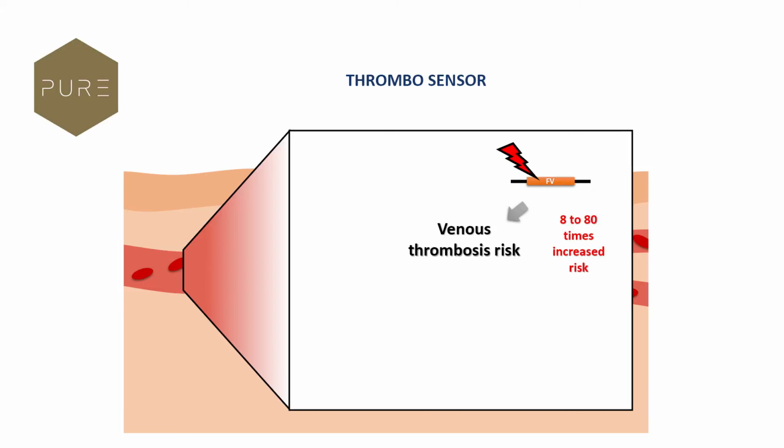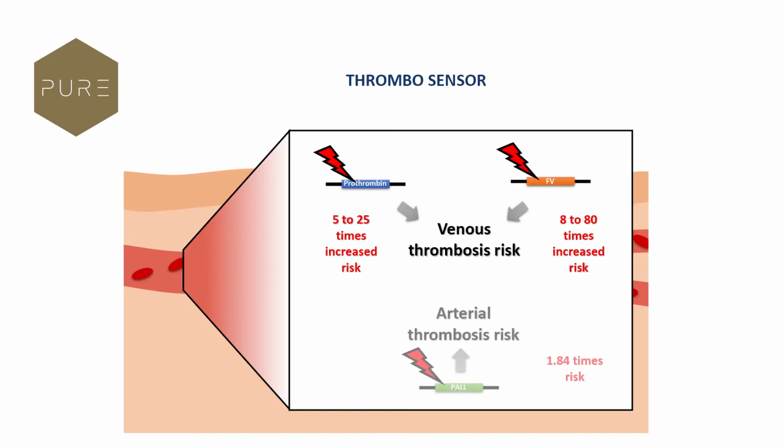So what we can tell when we test the relevant genes, we know that if the factor V gene has a variation, the risk of a thrombosis is 8 to 80-fold increased compared to a person with no genetic risk. Then if the prothrombin gene has a genetic variation, it's 5 to 25 times increased risk. And then there's another gene, and these two cause venous thrombosis, so thrombosis in the veins, in the blood vessels that go back to the heart. And arterial thrombosis, these are the blood vessels that go away from the heart.